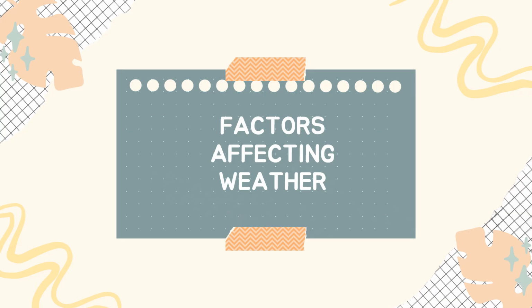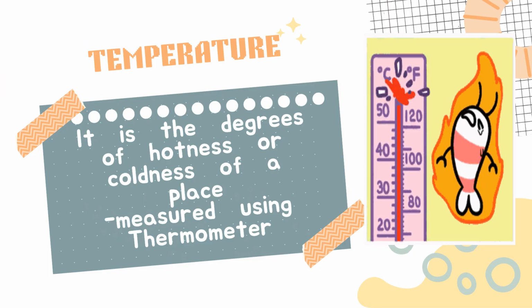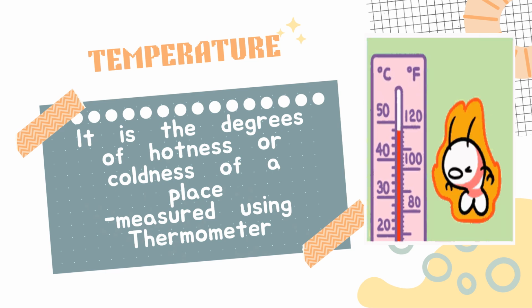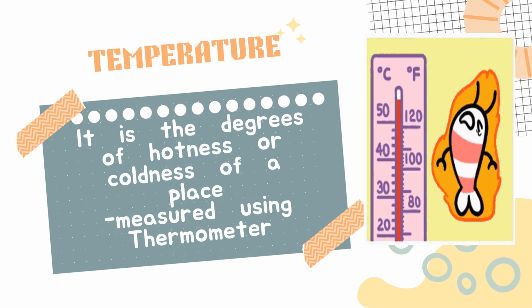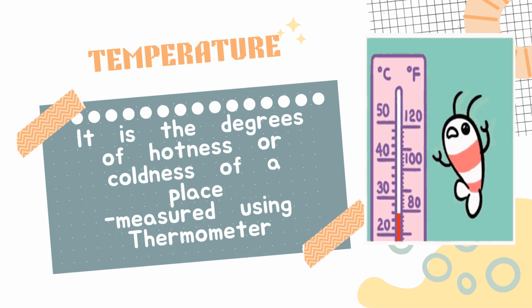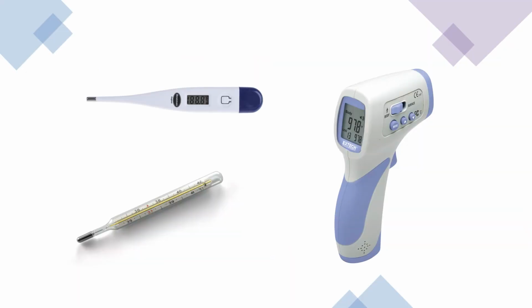What are the different factors affecting weather? The first factor that affects weather is temperature. It is the degrees of hotness and coldness of a place, and it can be measured using a thermometer. So these are the different types of thermometer that we can use to measure the temperature.